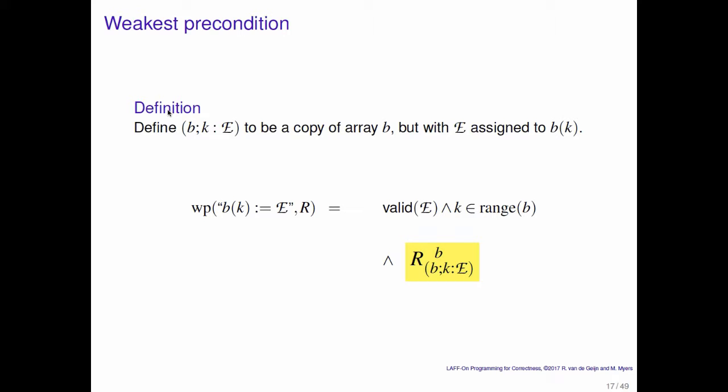So what we're really doing here is we're looking at the entire array B as one variable, and we are doing an entire substitution of a new array into that. It just happens to be that most of the elements in that new array are just copies of what was already in B.